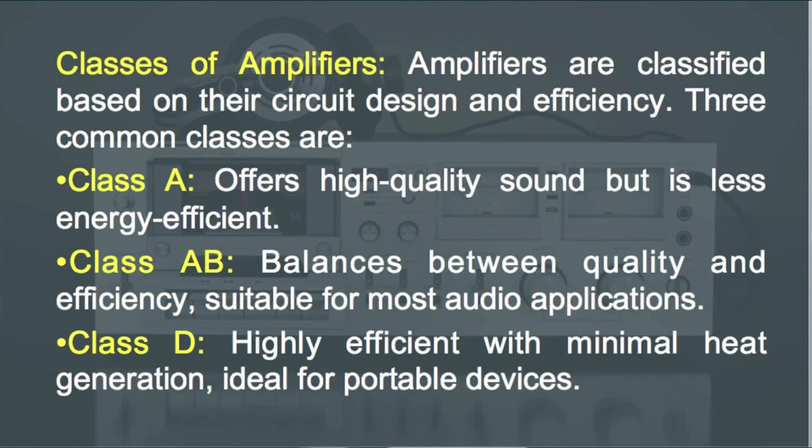Let us discuss some classes of amplifiers. Amplifiers are classified based on their circuit design and efficiency. The common classes are Class A. It offers high quality sound but is less energy efficient. Class AB. It balances between quality and efficiency, suitable for most audio applications. And Class D. It is highly efficient with minimal heat generation and ideal for portable devices.